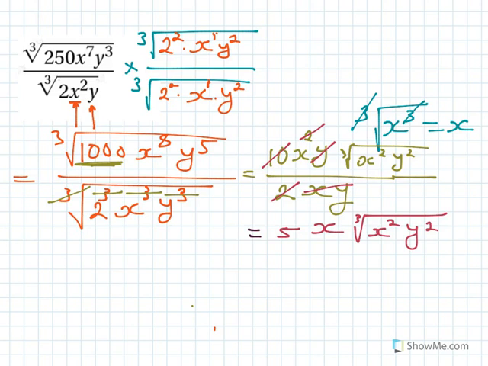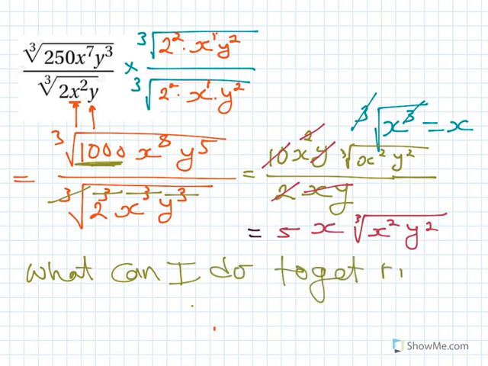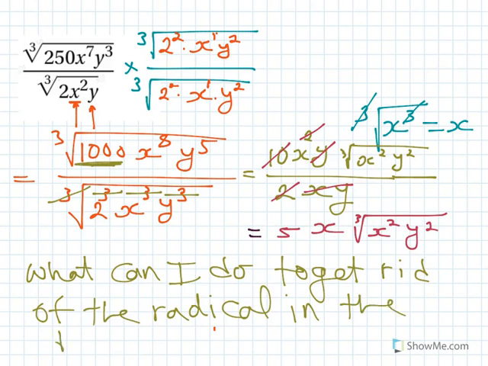Yep. So that's exactly how you do that. Always think about what can I do to get rid of the radical in the denominator. That's your golden question. Ask yourself that and you're settled. Good luck.